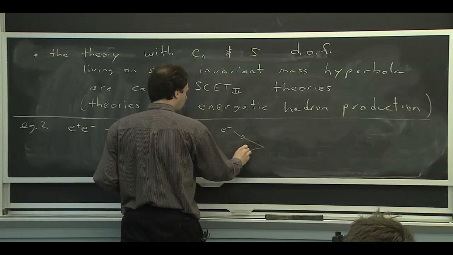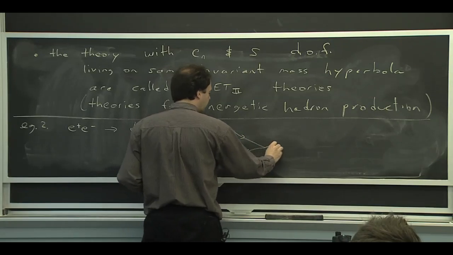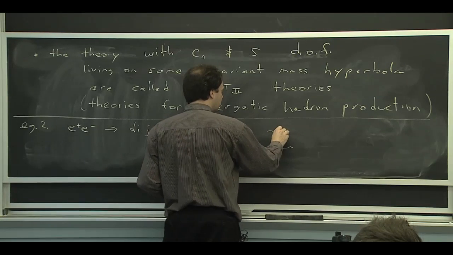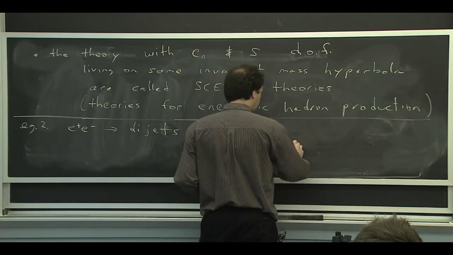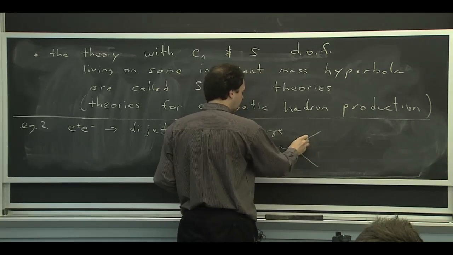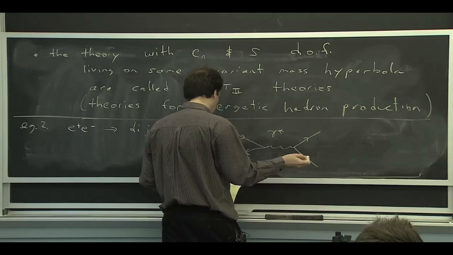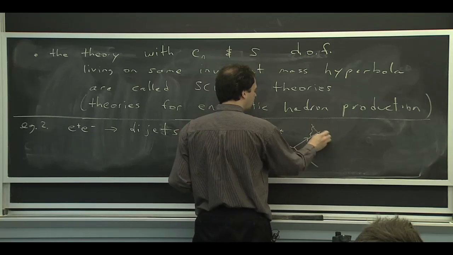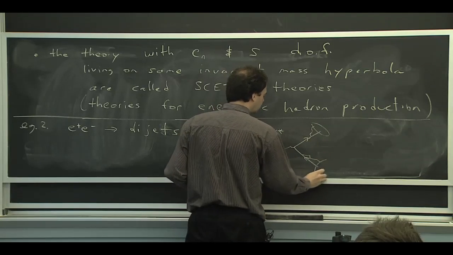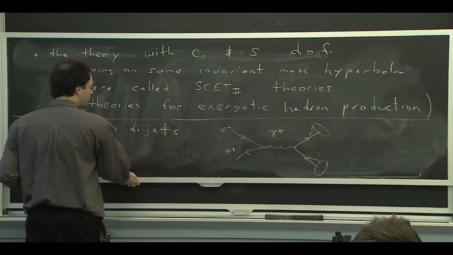So e+ e- collide. They produce a virtual photon, say. The virtual photon produces a quark-antiquark pair. The quark-antiquark pair starts to radiate, and we get jets, just 2 of them.